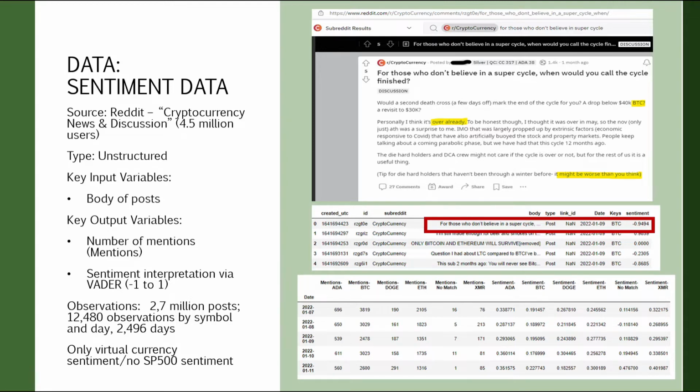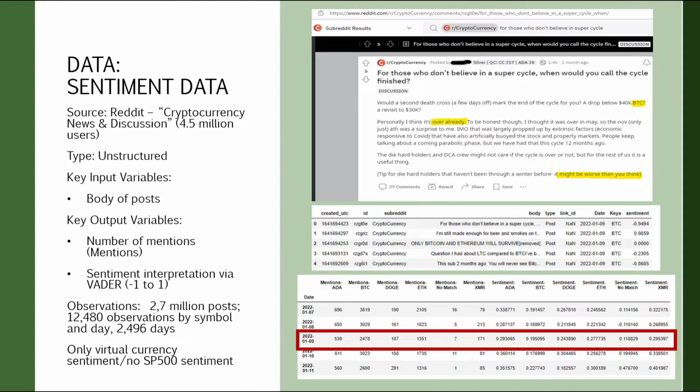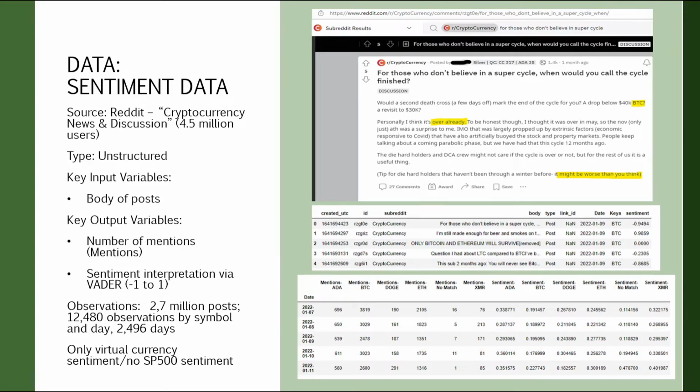And finally, then I had to get those 2.7 million posts down to a day and symbol observation, which was done by summing the mentions and averaging the sentiment for each symbol day combination. So the bottommost table shows the combined data with the January 9th line containing the post above as one of the 2,478 mentions for Bitcoin and an aggregated mean sentiment of 0.19 for a slightly positive sentiment for the day. So I ended up with 12,480 observations, which represented 2,496 days of 5 symbols.